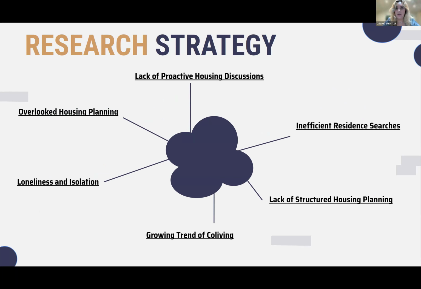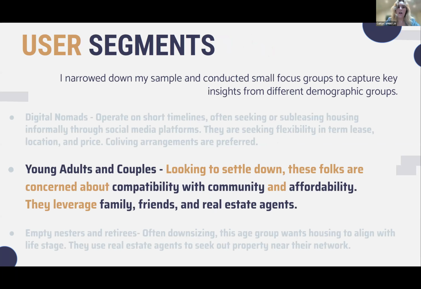In my research, I surveyed 20 people and followed up in depth with 5. I found 6 key themes: lack of proactive housing discussions, inefficient resident searches, lack of structured housing planning. There's a growing trend in co-living, but now more than ever, people are reporting feelings of loneliness and isolation, and this is all leading to overlooked housing planning. My user segments are basically broken down into 3 parts: digital nomads and young urban professionals, young adults and couples, empty nesters and retirees. They all are looking for different things in their residences, and they leverage their social network very differently.